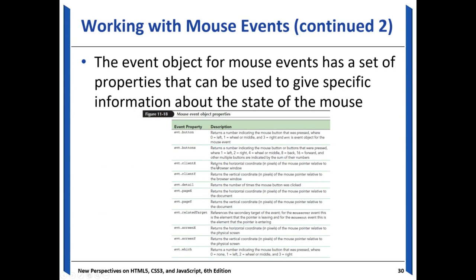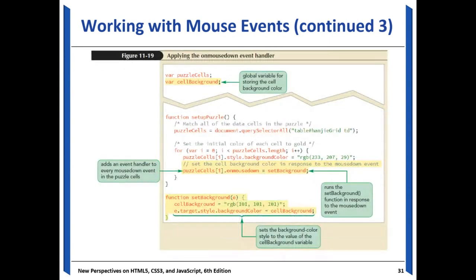The clientX and clientY properties return the horizontal and vertical coordinates of the mouse pointer relative to the browser window in pixels. pageX and pageY return the horizontal and vertical coordinates of the mouse pointer relative to the document in pixels. And you have different event properties and their descriptions listed in figure 11-18.